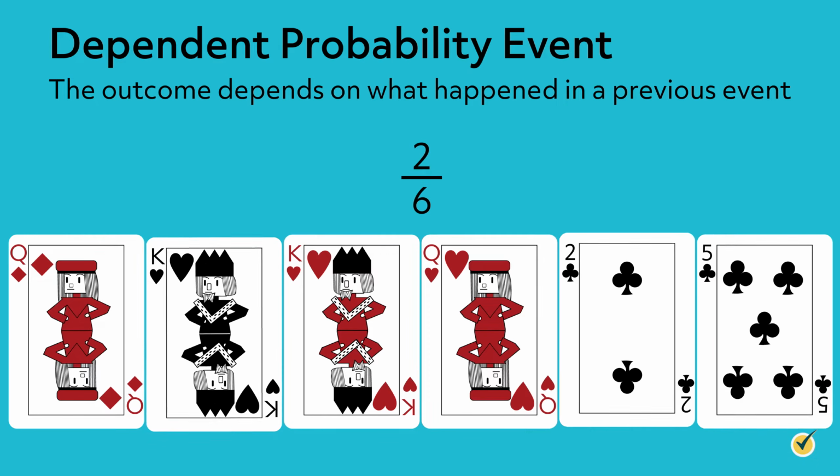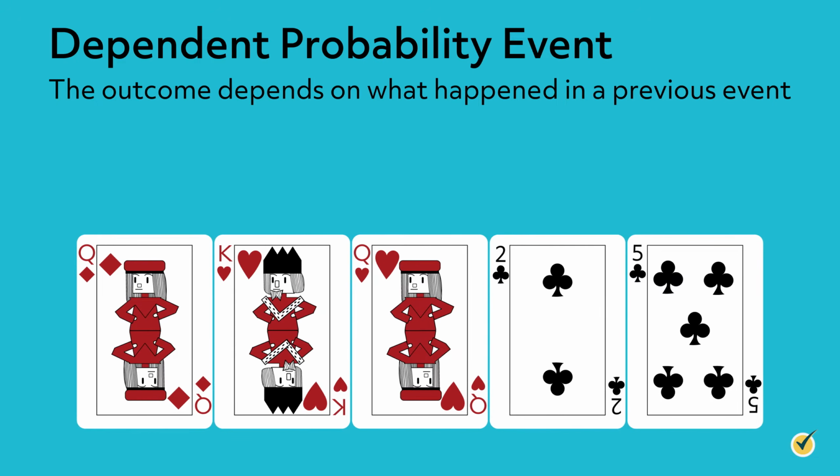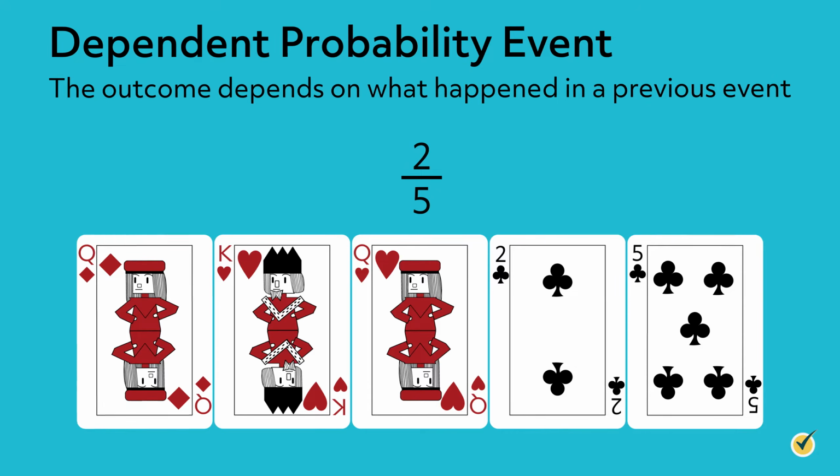If the selected card gets taken out of the deck, then the probability of the next event changes. Since there's 1 less card, there are now 5 cards total. In this instance, what are the chances of selecting a numbered card? Since there are 2 numbered cards and 5 cards total, the chances are 2 in 5. Notice that the probability changes as a result of removing 1 card in the first instance. In other words, the probability depends on a previous event.